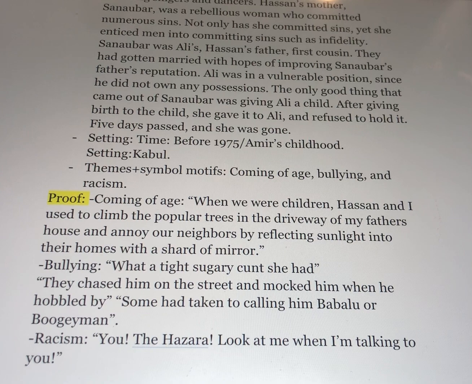And we also know that Ali used to be bullied, and they would call him Babalu or Boogeyman, and chase him on the street and mock him. Racism: "You, the Hazara, look at me when I'm talking to you." So they always look down on Hazaras. They talk to them in a mean way, and it was basically racism because they looked down on them and mistreated them.